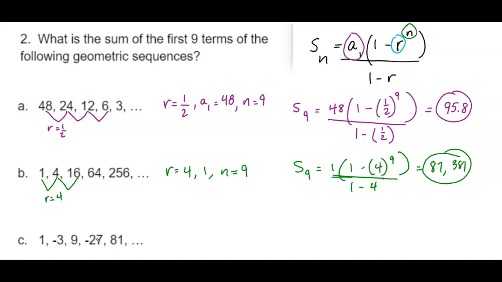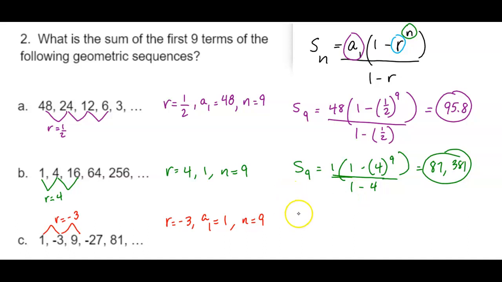So let's take a look real quick. To go from 1 to -3, I have to multiply by -3. To go from -3 to +9, I also have to multiply by -3 because -3 times -3 is +9, and it keeps following that pattern. So our ratio for this one is -3. And just remember, if it's oscillating signs like that, the ratio will always be negative. So our ratio is -3. Our first term is 1. And our n, again, is still 9.